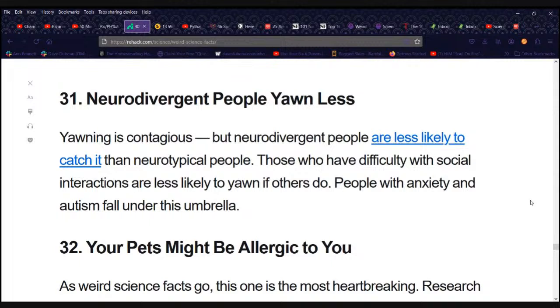Neurodivergent people yawn less. Let's see what they say. Difficulty with social interactions, less likely to yawn if other people do. People with anxiety and autism fall under this umbrella as well.